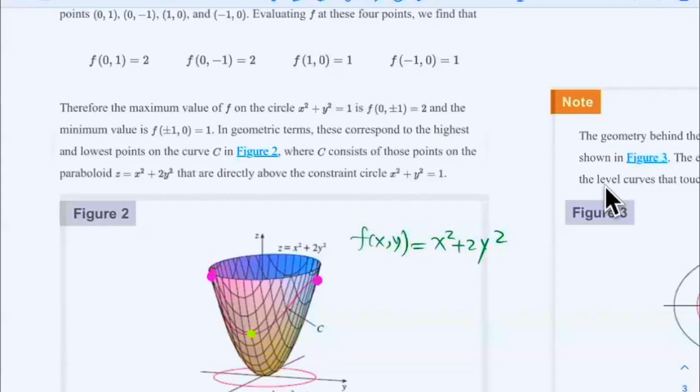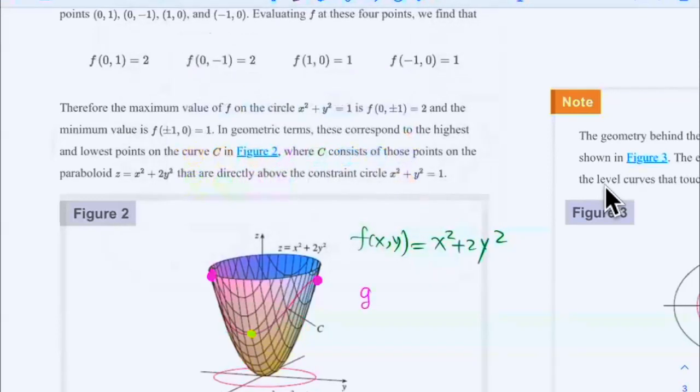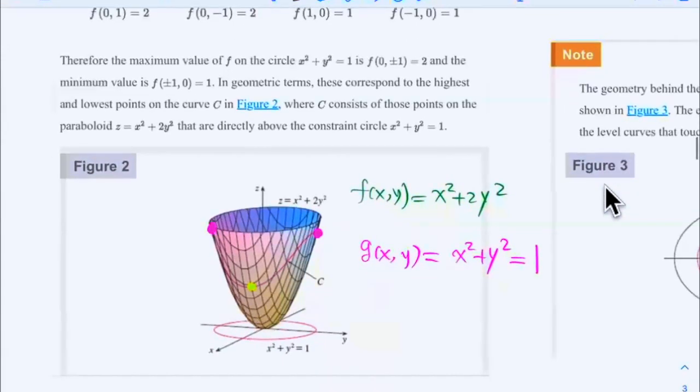G of, let's take a look. The function g of x, y is equal to x squared plus y squared, and we restrict that equal to 1. That's the constraint. Okay, and now you can see this x squared plus y squared equal 1 on the xy plane is this.